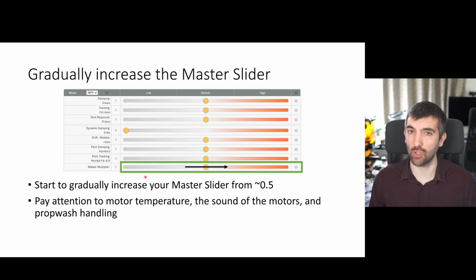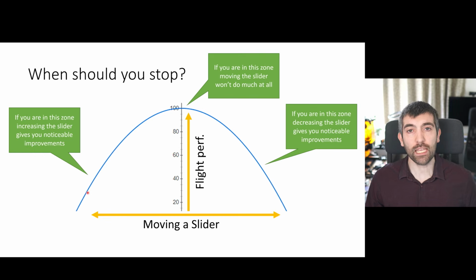You shouldn't be hearing any oscillations or trilling or rough sounding motors while you're doing your tuning flights. Those are indications that you've raised the master multiplier too high. Initially, you're going to find that increasing the master multiplier improves the feel of the quad. It's going to improve prop wash handling. The sticks are going to feel more responsive. Everything is going to be just improving as you increase that master multiplier.